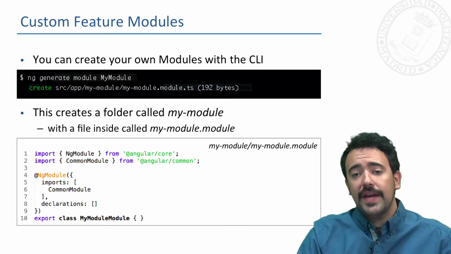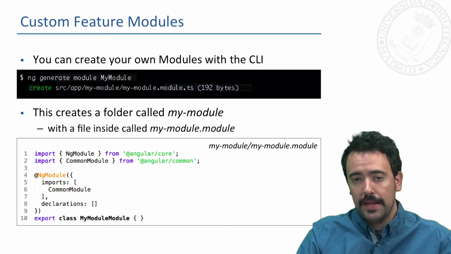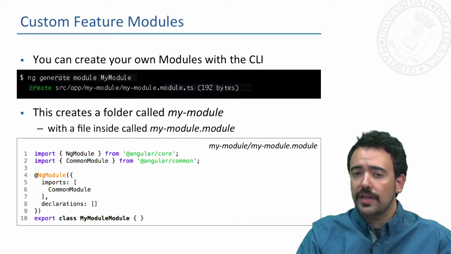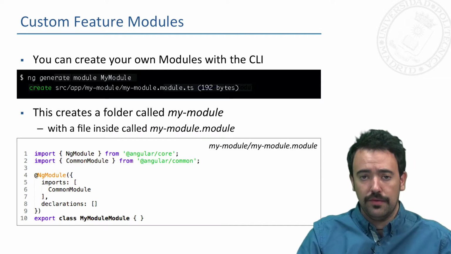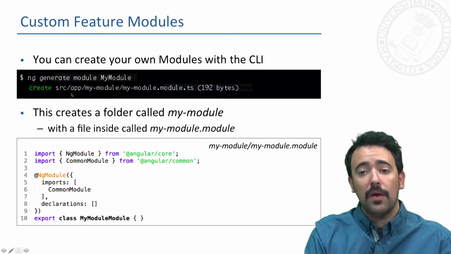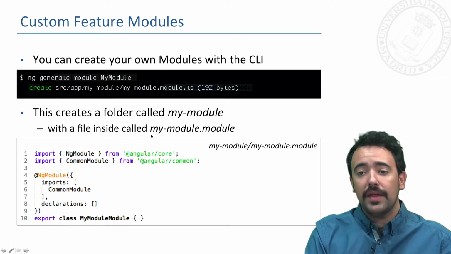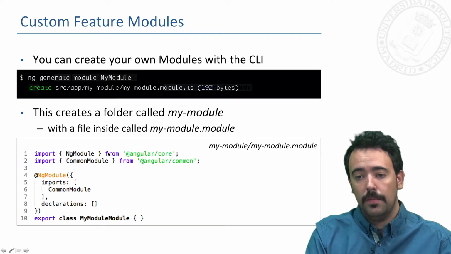If you want to create your own module in order to encapsulate features of your application, you have to use the command line interface tools of Angular. Using this command, ng generate module and the name of the module, Angular will create a folder called my-module with a new module file inside. And this module will have the format you can see in this example.